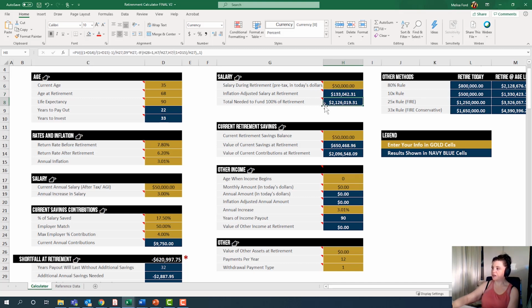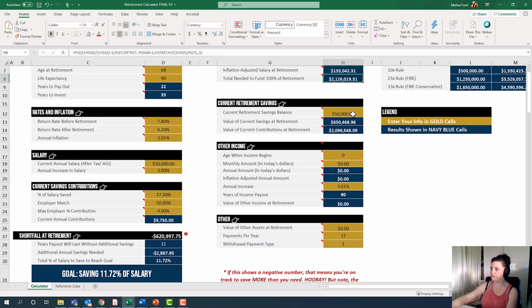Then here, it's going to tell you the total amount that you'd need to fund 100% of your retirement throughout your retiring years. And I think I misspoke just a little bit here. This is going to tell you what your salary is the year you retire, not throughout your lifetime of retirement. And then this number is going to tell you the total amount that you'd need in order for your retirement to last all the way through the number that you put here for your life expectancy.